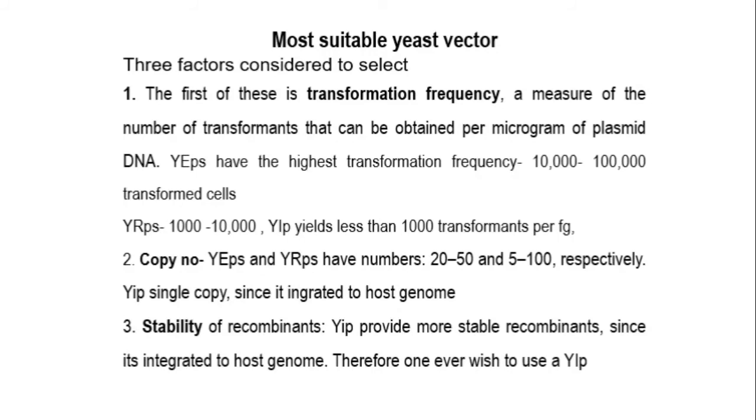The third factor is the stability of the recombinant. YRP and YEP exist as independent plasmids in the host cell, but YIP will be integrated into the host chromosome. That's why YIP gives the most stable recombinants. That's why in rDNA technology, one would prefer to use the YIP yeast vector.